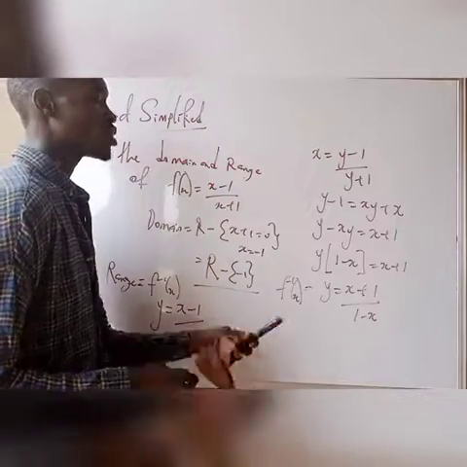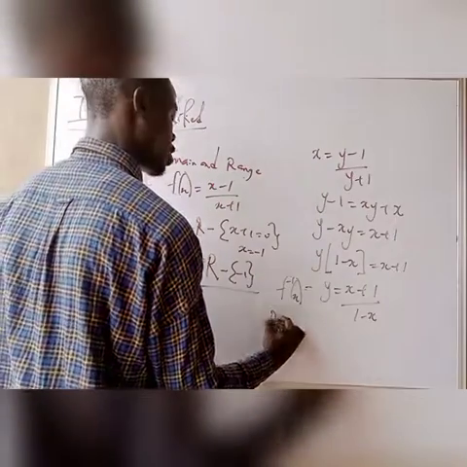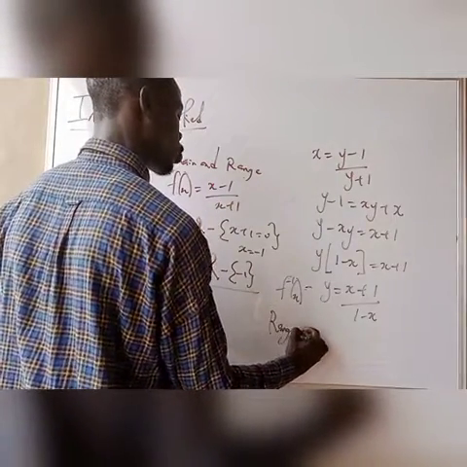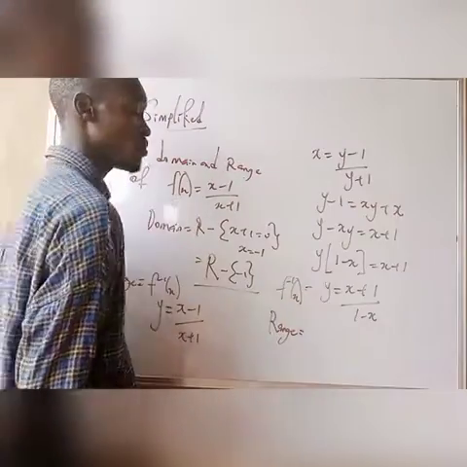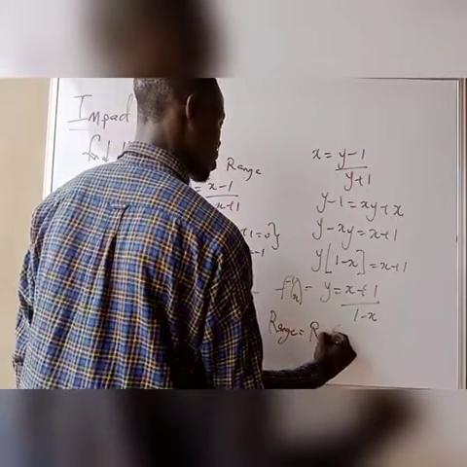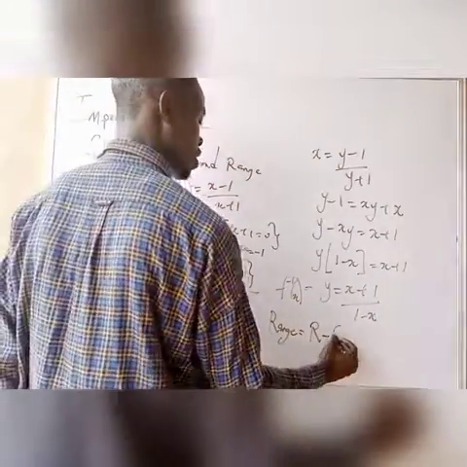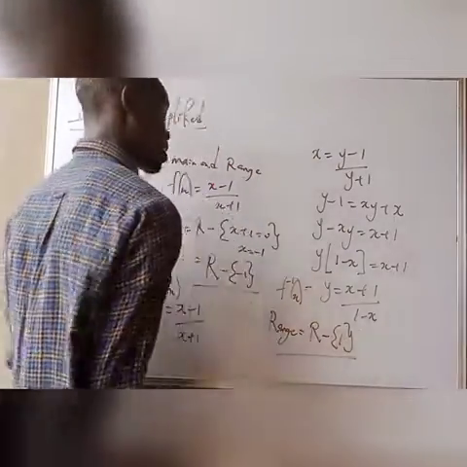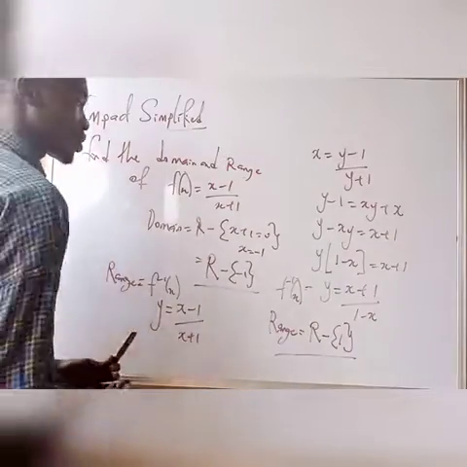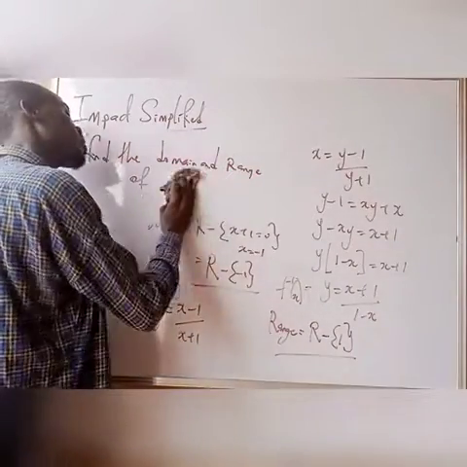And since we have gotten the inverse of the function, and we know that your range will be gotten from the conclusion of your inverse, that means your range will be real, excluding when you are equating this denominator to 0. So if you equate this to 0, it will exclude 1. Simple.